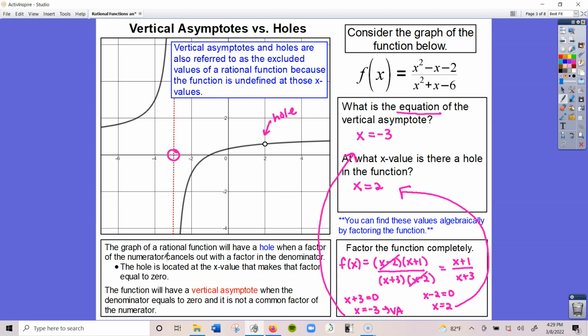So the graph of a rational function will have a hole when a factor of the numerator cancels out with a factor in the denominator. The hole is located at the x value that makes that factor equal to 0. So that's what I did. The one that canceled, I make it equal to 0, and that tells me the location of the hole. The function will have a vertical asymptote when the denominator equals 0, and it is not a common factor of the numerator. Basically, what was left over in the denominator, that's where you have the vertical asymptote.